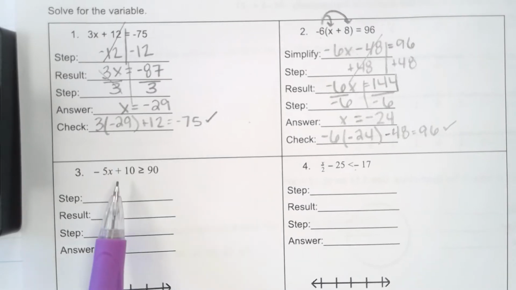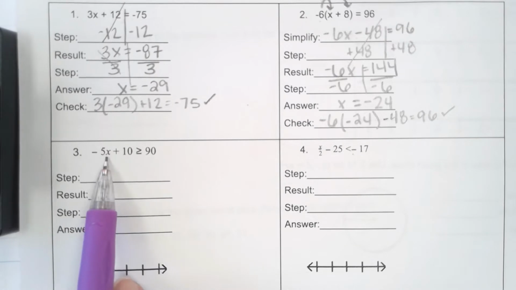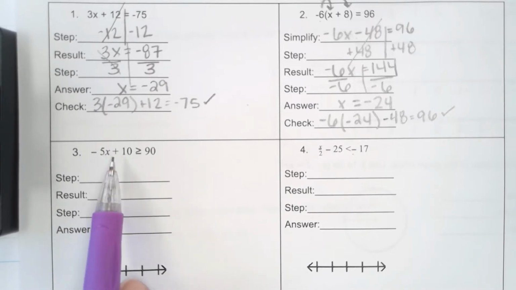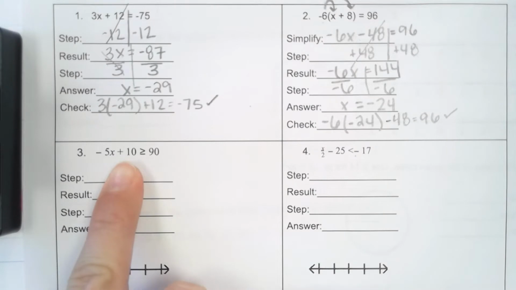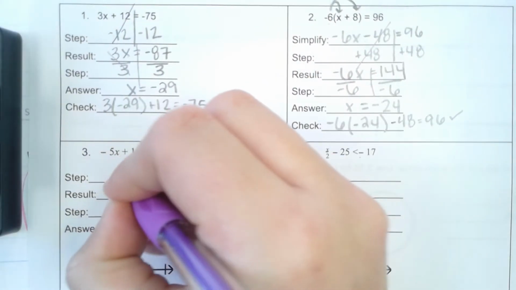So same thing. If you are solving an inequality, you still want to get your variable by itself, so you need to move the number that's on the same side as x, not attached to it, because you need to move the constant. So we need to move this plus 10. So to move it, the opposite of adding 10 is subtracting 10.